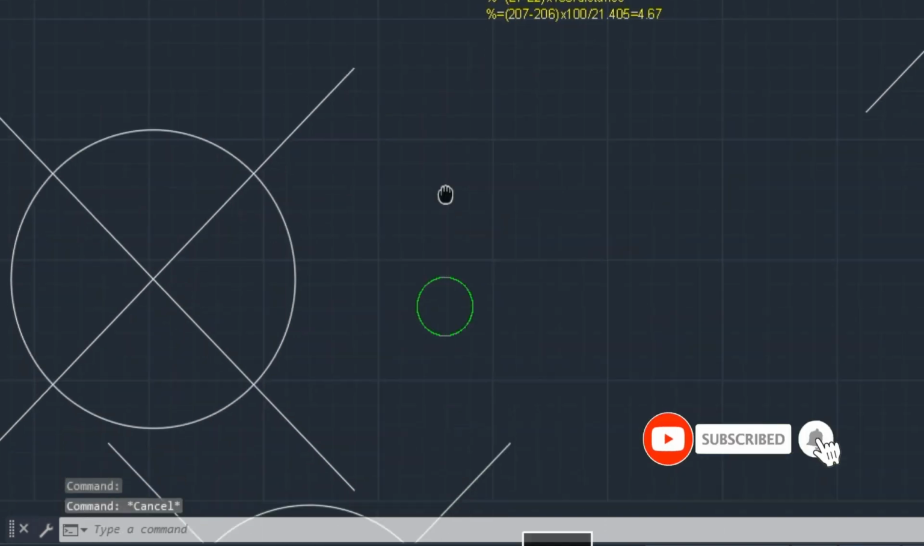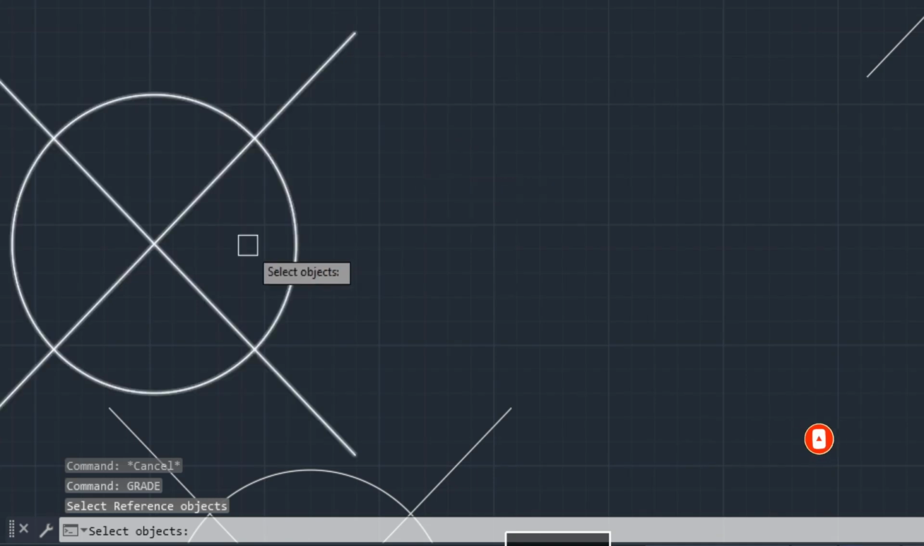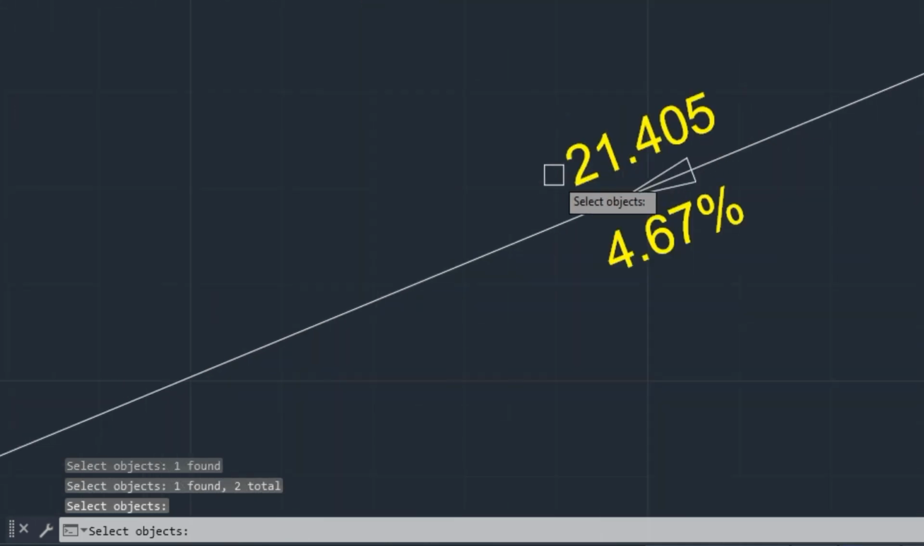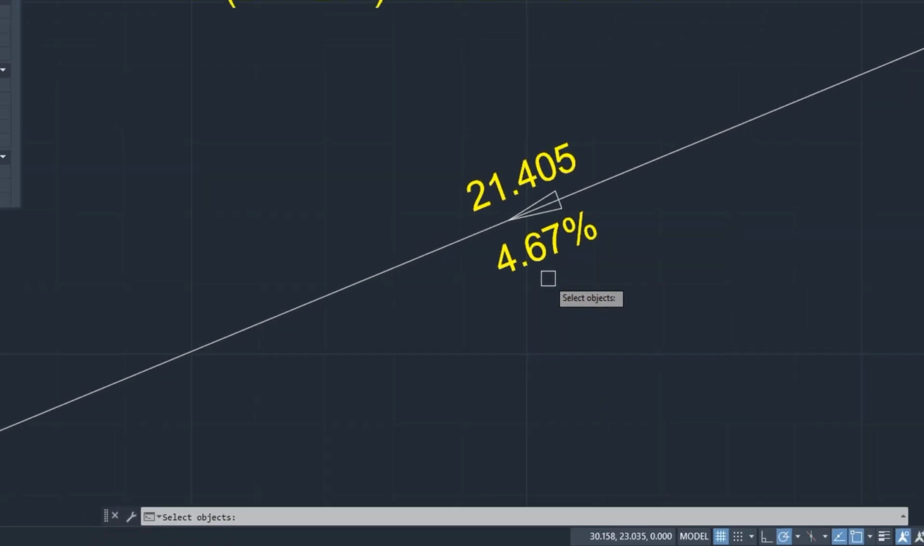And also type grade again and select the first and second point. It is 21.405, which is the distance, and 4.67, which is the percentage slope.